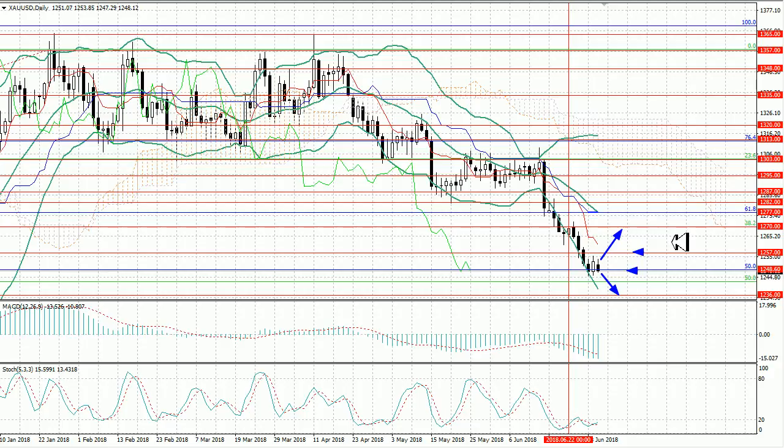Technical indicators generally signal about a continuation of the decline. A MACD histogram is growing in the negative zone, Stochastic is in the oversold zone and is in lateral movement. Generally, the continuation of the decline seems more probable.